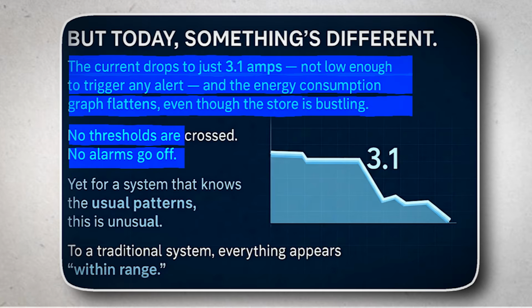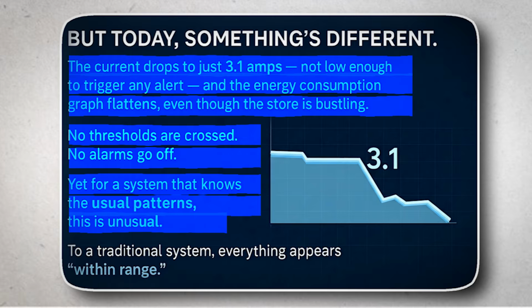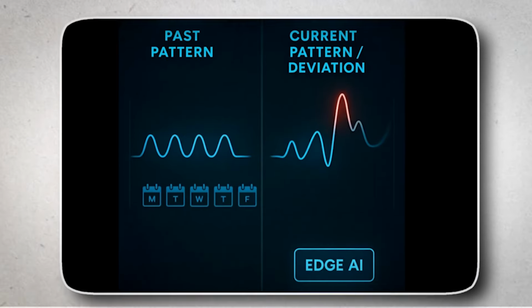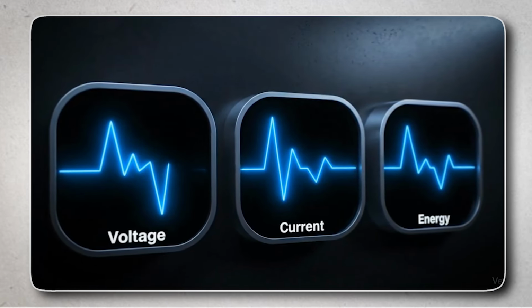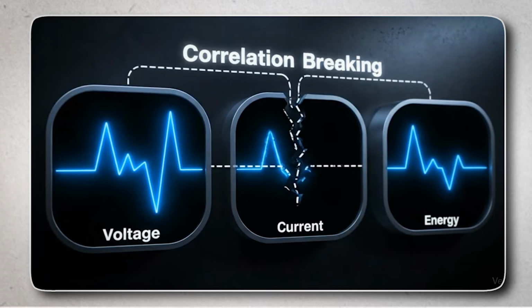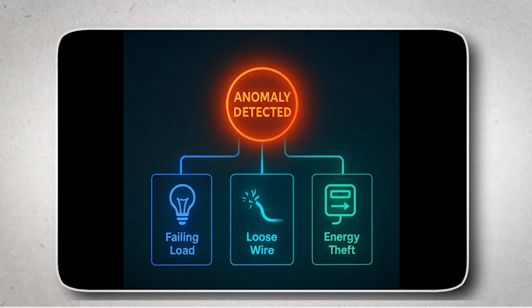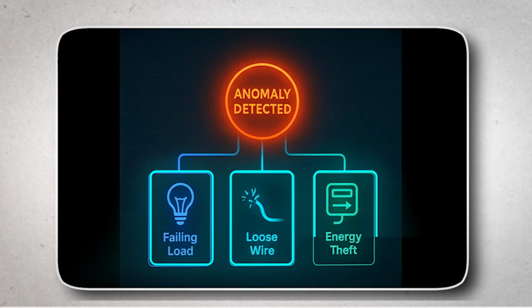No alarms go off, and yet for a system that knows the usual pattern, this is unusual. To a traditional system, everything appears to be within range. But to a pattern-aware Edge AI model deployed in the energy meter, this deviation is quite a signal pointing to something deeper. It knows that this behavior doesn't align with past weekday patterns and busy schedules. It detects that the correlation between voltage, current, and energy is breaking, and it flags the event as an anomaly, possibly pointing to a failing load, loose wires, or even energy theft.